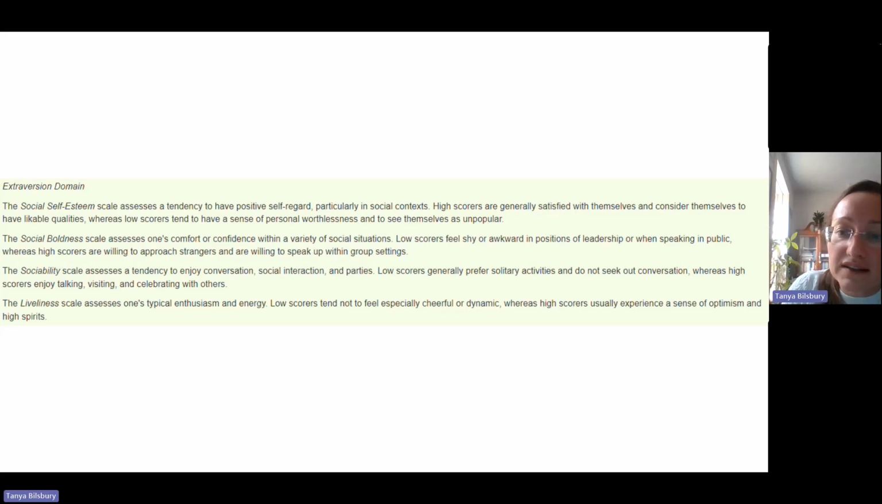Sociability is about gregariousness. Okay? People who are highly sociable like social interactions, right? They want to go to that party. They want to meet other people. And then low scorers prefer solitary activities. And when we generally talk about introversion and extroversion, we're often talking about sociability rather than these other subfactors.